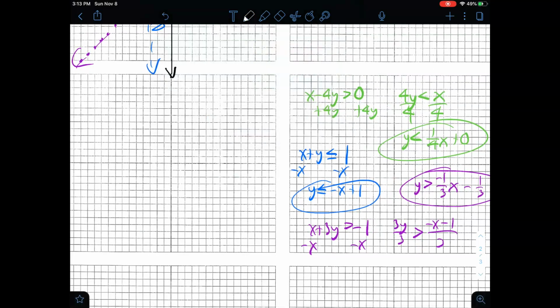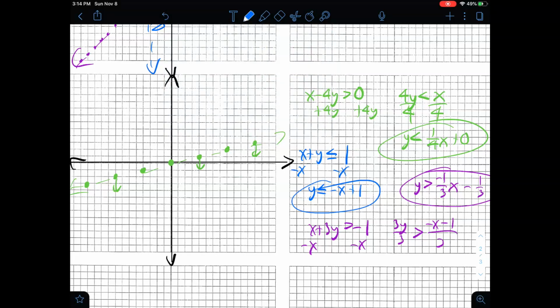Let's graph blue, because I ended on blue here. All right, we'll start with green. So y is less than 1/4 x plus 0. Our y-intercept is 0. We're going to go up 1, right 4. Down 1, left 4. And it's going to be a dashed line, and shaded below.